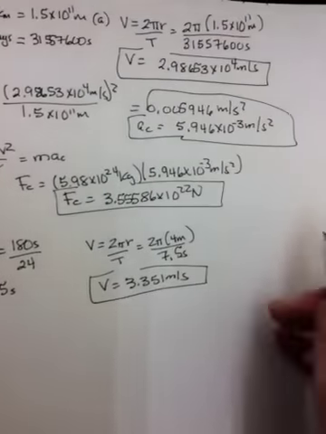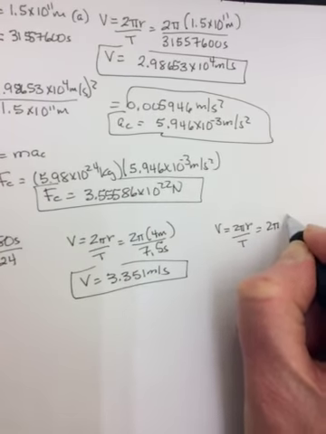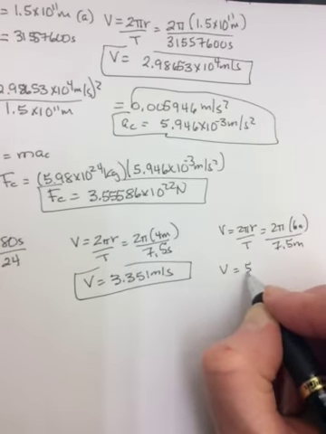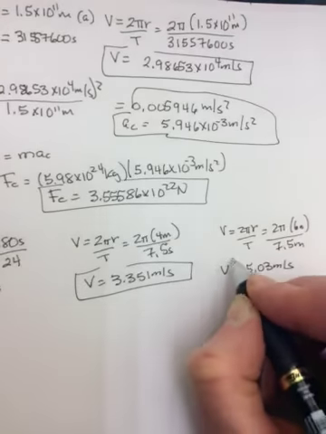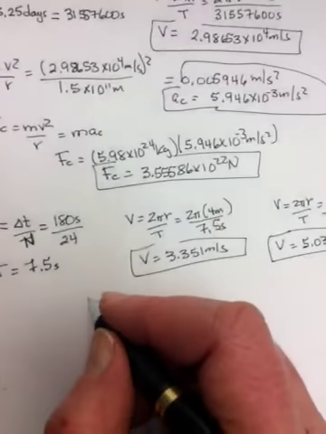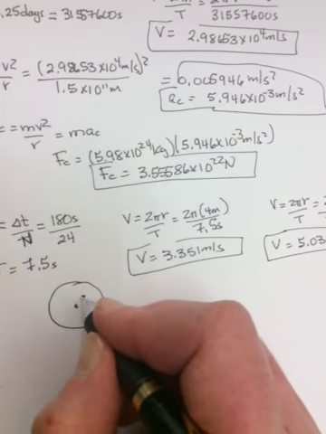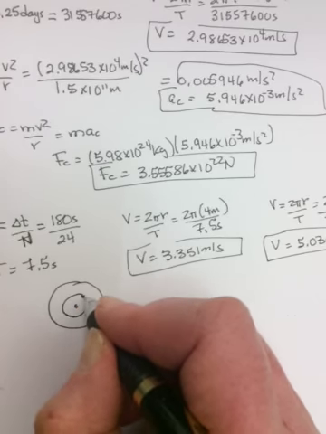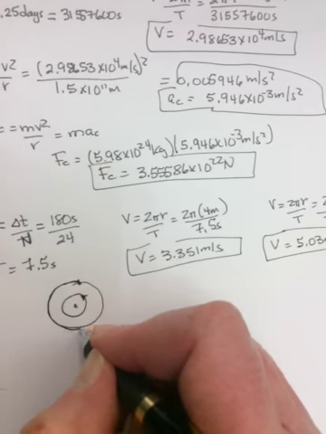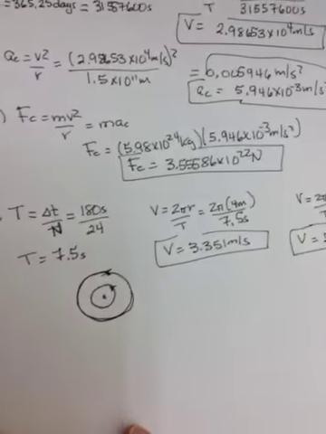Part B is, how about a person who's standing 6 meters away? So everything is the same, except it's 2 pi times 6 meters over 7.5 seconds. So the speed now becomes 5.03 meters per second. So the further away you are from the center, the faster you have to go. And sometimes people have a hard time with that, but that should make sense. Because if you're here, then your circumference is just this. But if someone's out here a distance 6 meters away, they have to go all the way around and get back to the same spot at the same time you do, so they're going to have to go faster.